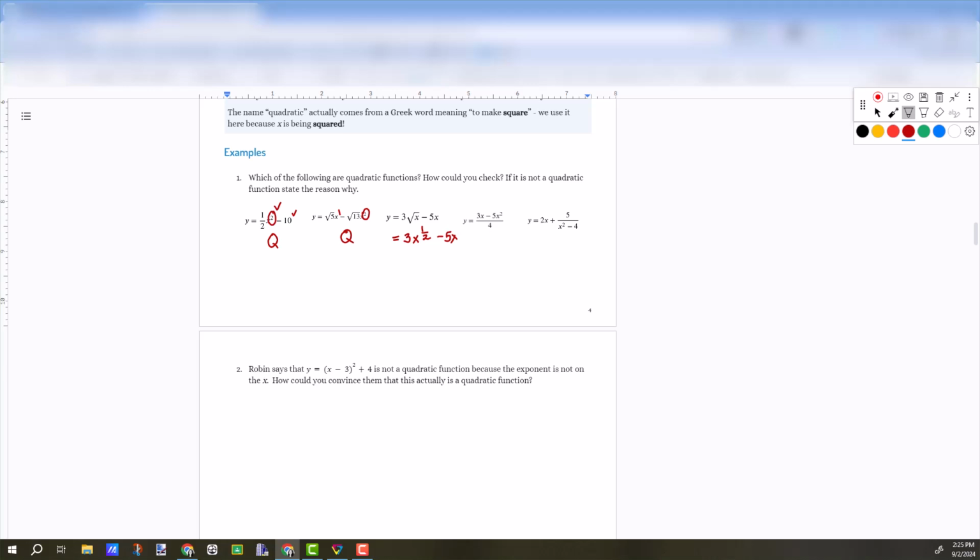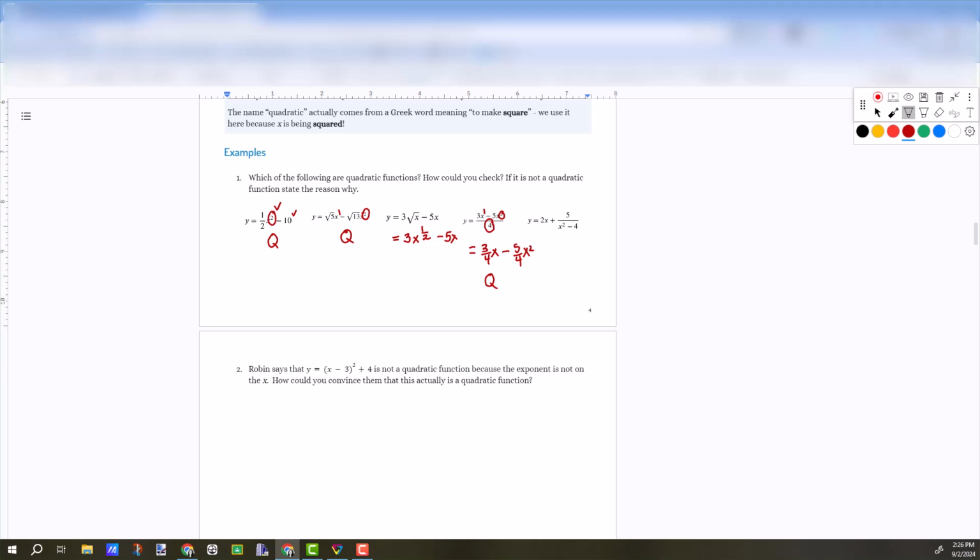This one right here, y equals 3x minus 5x squared over 4, well, it has a 2, it has a 1, so the 2 is the highest. The order can be switched to make it first. And even though we have this 4 in the denominator, remember that's really saying 3 over 4 x minus 5 over 4 x squared. This is just rewritten in a different way. So this is also a quadratic.